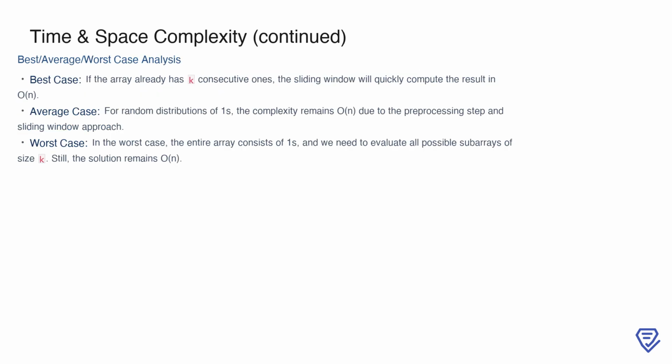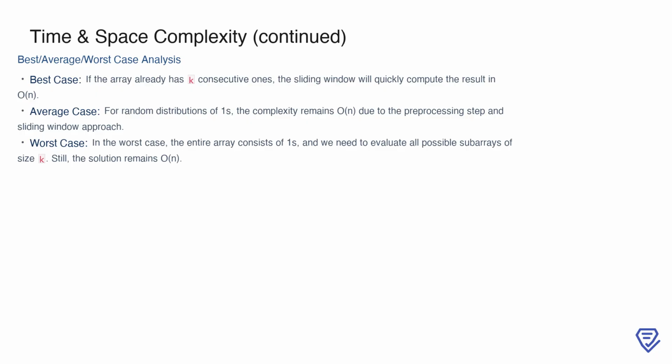This solution also performs well under different scenarios. In the best case, if the array already contains k consecutive ones, the sliding window quickly computes the result, and the time complexity remains O(n). For random distributions of ones, the pre-processing step and sliding window approach ensure that the average case complexity is also O(n). Even in the worst case, where the entire array consists of ones and we need to evaluate all possible subarrays of size k, the algorithm still runs in O(n) time. This consistency across best, average, and worst-case scenarios highlights the robustness of the solution, as it avoids excessive computation while maintaining optimal performance.